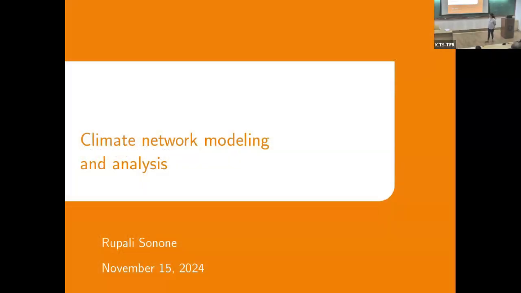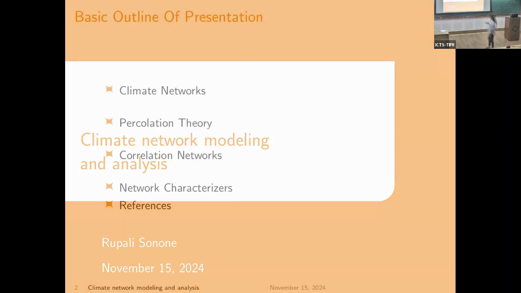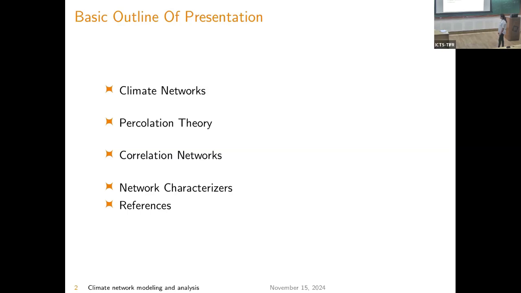I will be talking about climate network modeling and analysis. So far in this conference, or in this meetup, you have learned all about what climate networks are, how to form them, and which phenomena are studied using climate networks. So this is the outline of my talk. This is going to be a very pedagogical talk. In the end, I will talk about my work and the results.